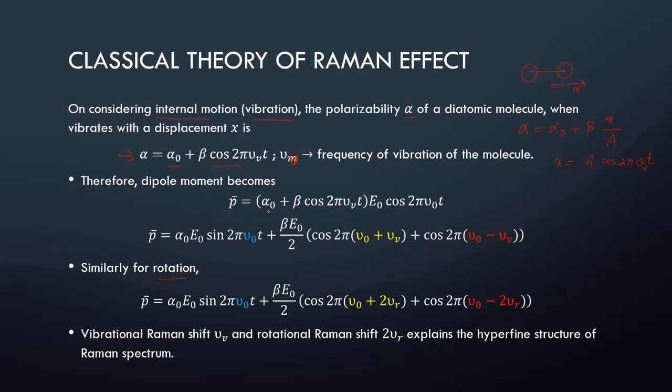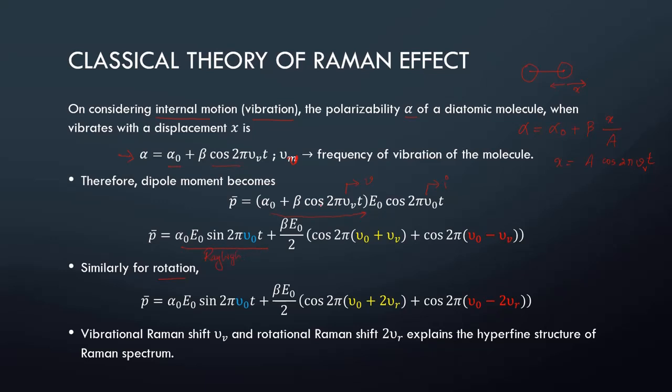When we incorporate this alpha into our previous equation of dipole moment, we can replace alpha with alpha 0 plus beta cosine of 2 pi nu v t, into E0 cos 2 pi nu 0 t. Here nu 0 is the frequency of the incident radiation, and nu v is the frequency of vibration of the molecule. Here we will get three terms. The first term is alpha 0 E0 cos 2 pi nu 0 t. This is similar to what we have seen in the previous slide, and this will give rise to the Rayleigh scattering.